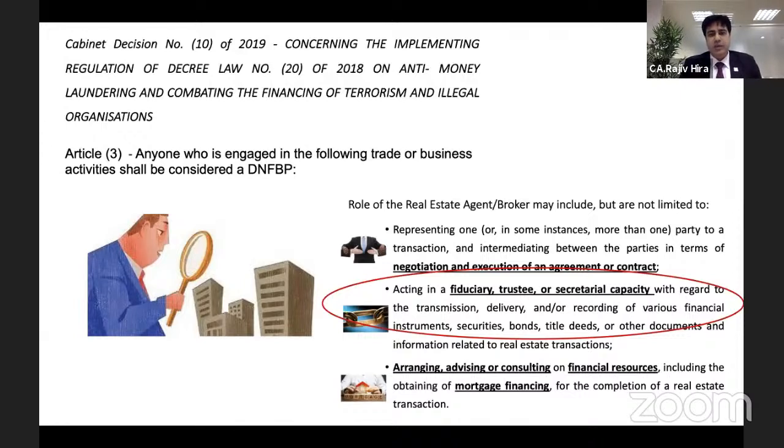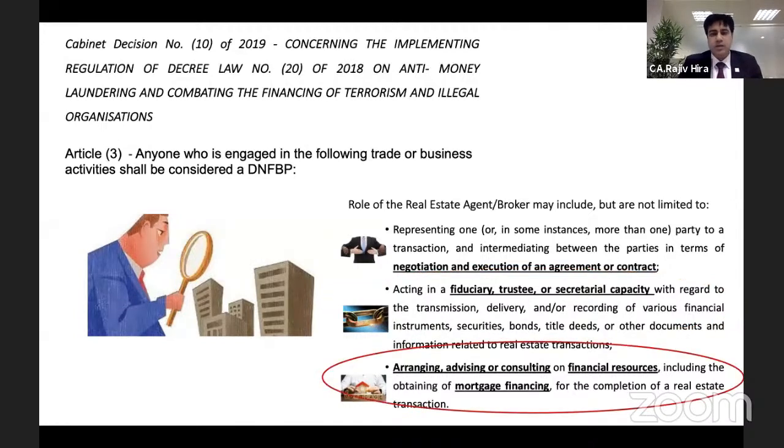Now the last thing actually came as a surprise to me also, because it was not at all envisaged. What they're referring to is if you're arranging, advising, or consulting on financial resources, that means you're helping them to take a mortgage loan or arranging for them to get financial resources aligned. That is also being brought into the real estate definition. So if you look at real estate, it talks about 3 things.